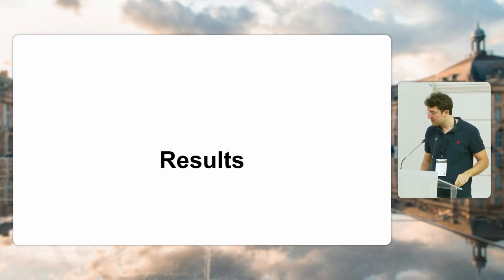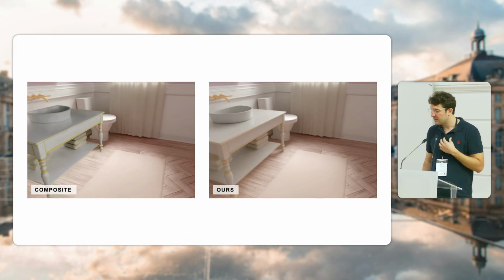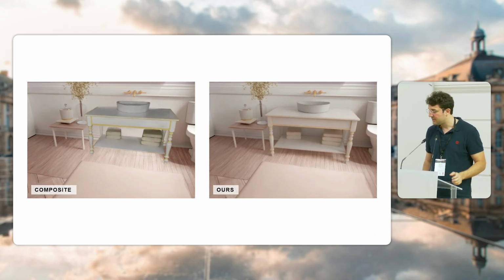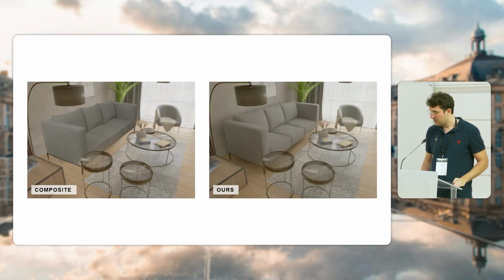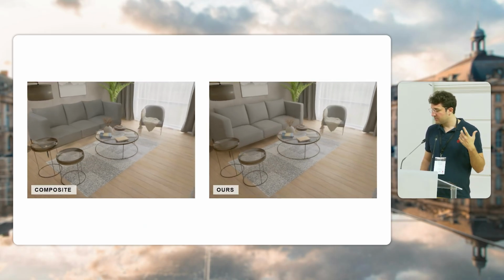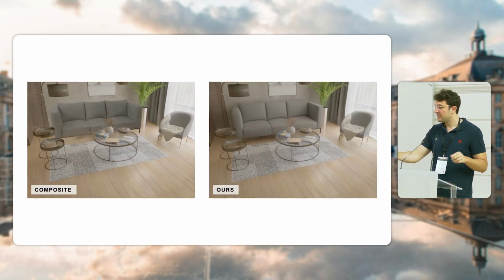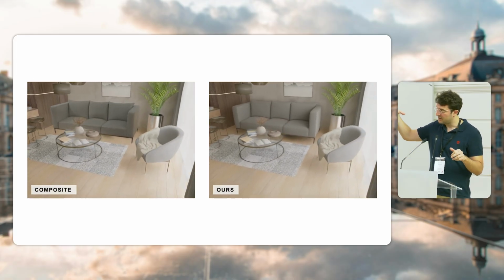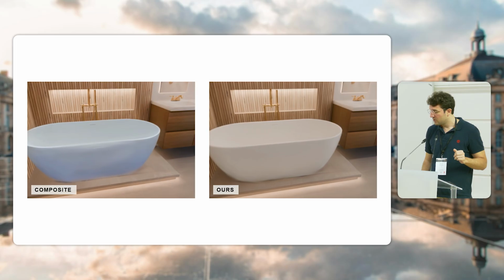And some results now. This is the example from the beginning. You can see that we can correctly match the illumination and add the shadows of the scene. Here's another example where this couch was inserted, and on the right side you can see that the couch has the shadow corresponding to the light coming from the window.